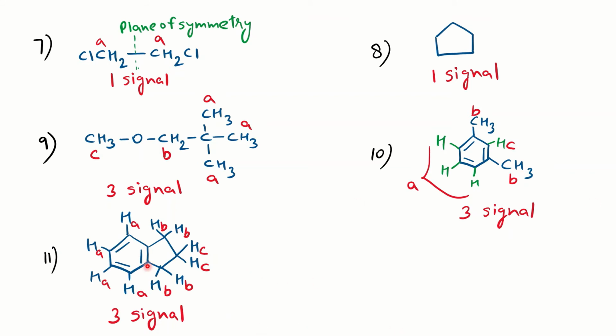Here again, this is an ortho-disubstituted aromatic ring by hydrocarbon only. If you notice, this molecule again has a plane of symmetry with respect to this, you can see. So the other half is going to be the mirror image of this first half. So basically you will get 3 signals overall.